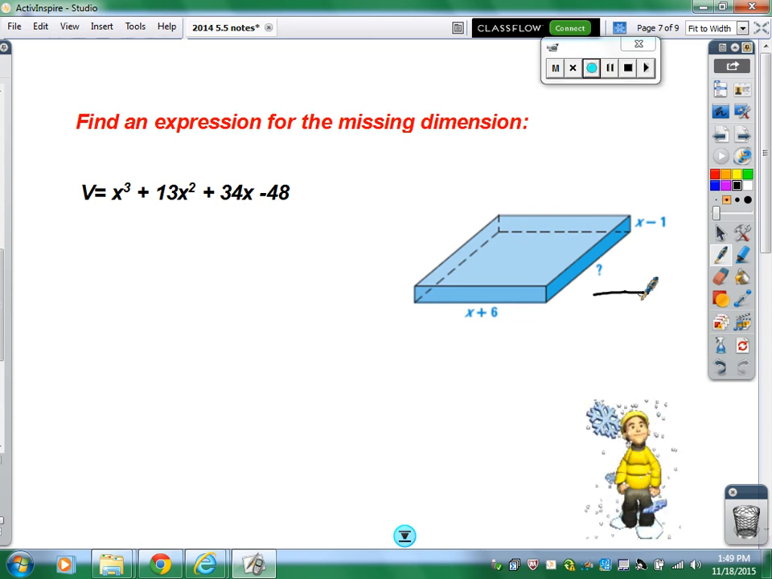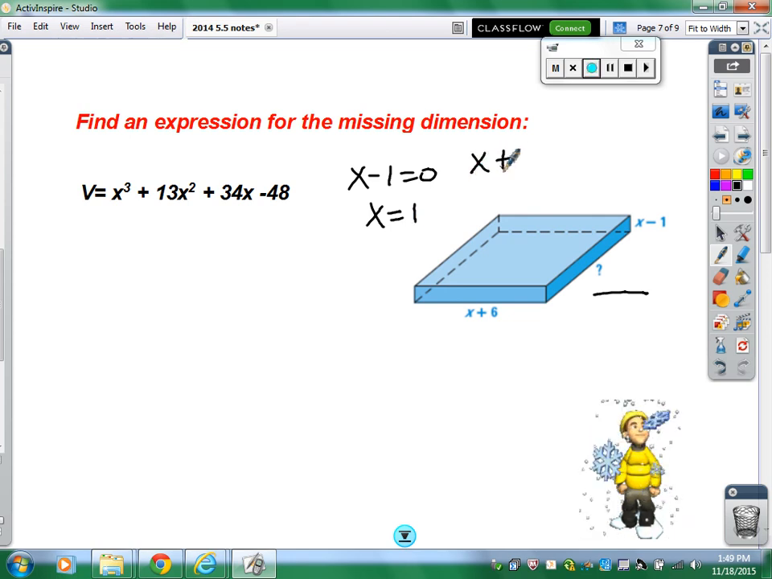As long as you have zeros, you can do synthetic division. So here, what are my zeros? Well, if a factor is x minus 1, then x equals 1 is a zero. And my other factor is x plus 6 equals 0, so x equals negative 6 is a zero. So let's do synthetic. It doesn't matter which one I start with. Pick one to start with. I want to pick the 1.